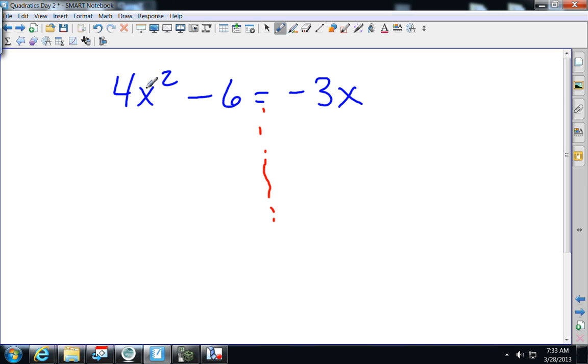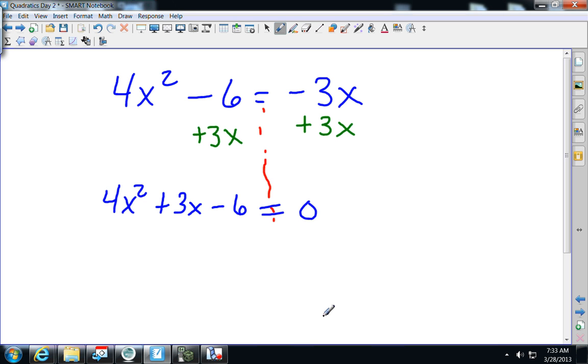Now, the x squared is positive. The 6 is fine. It's on the same side with it. The only thing that's not is the minus 3x. So to move it to the other side, you do the opposite, and we will add 3x to each side. And I get 4x squared plus 3x minus 6 equals 0.